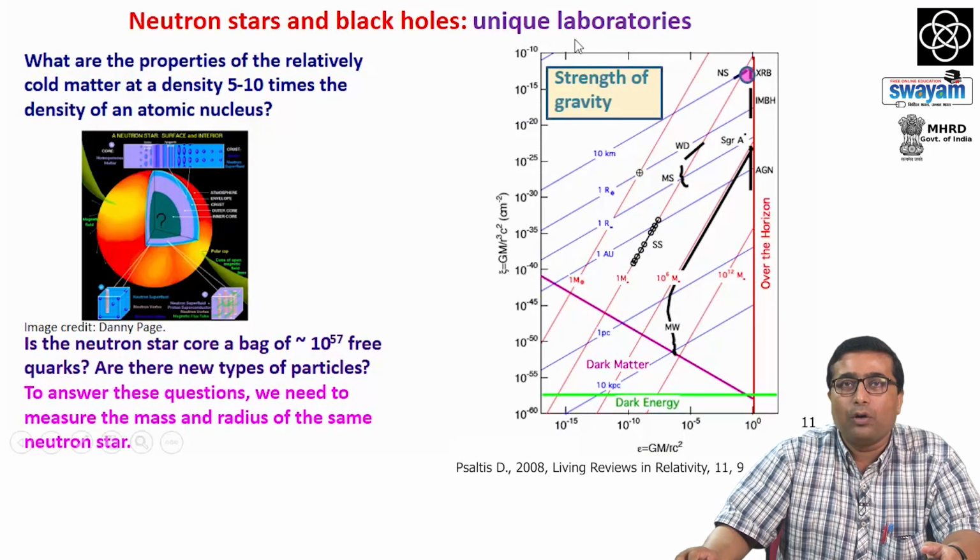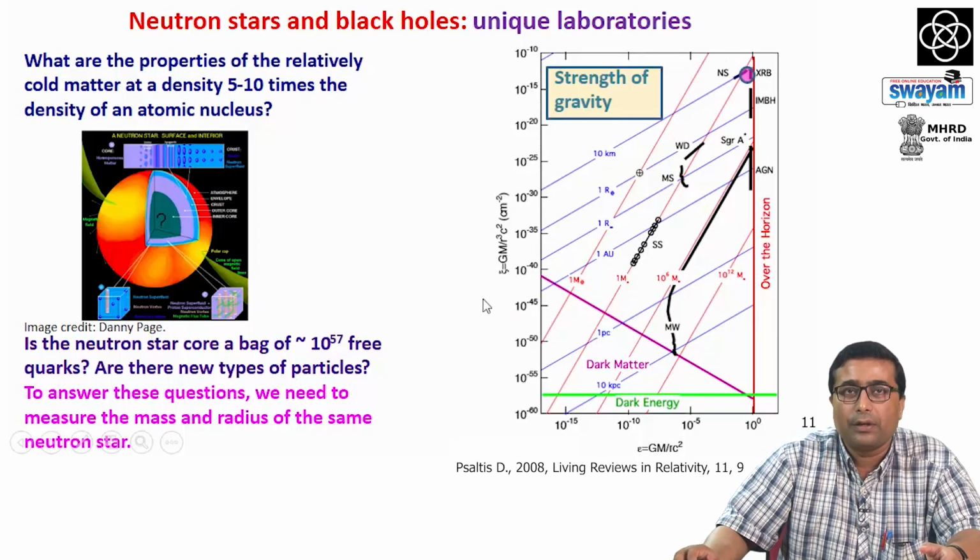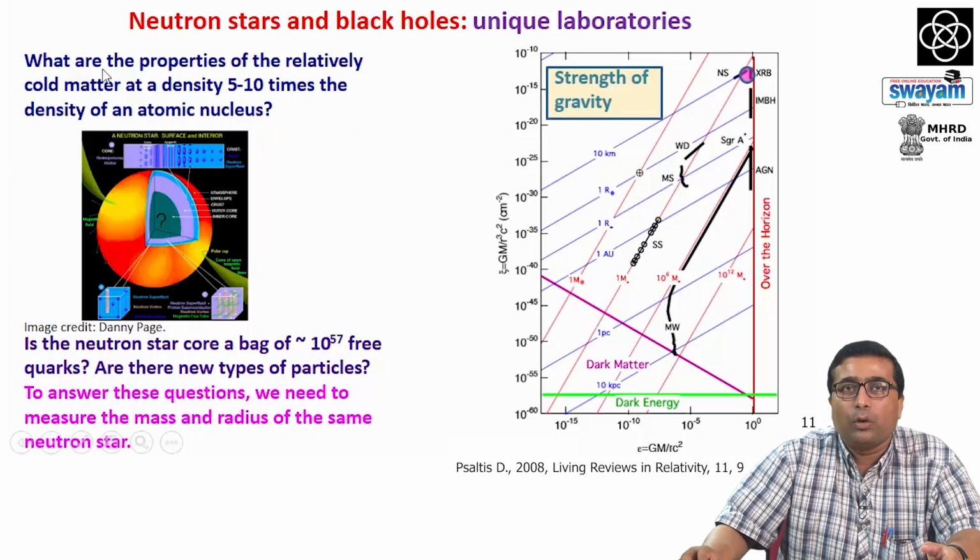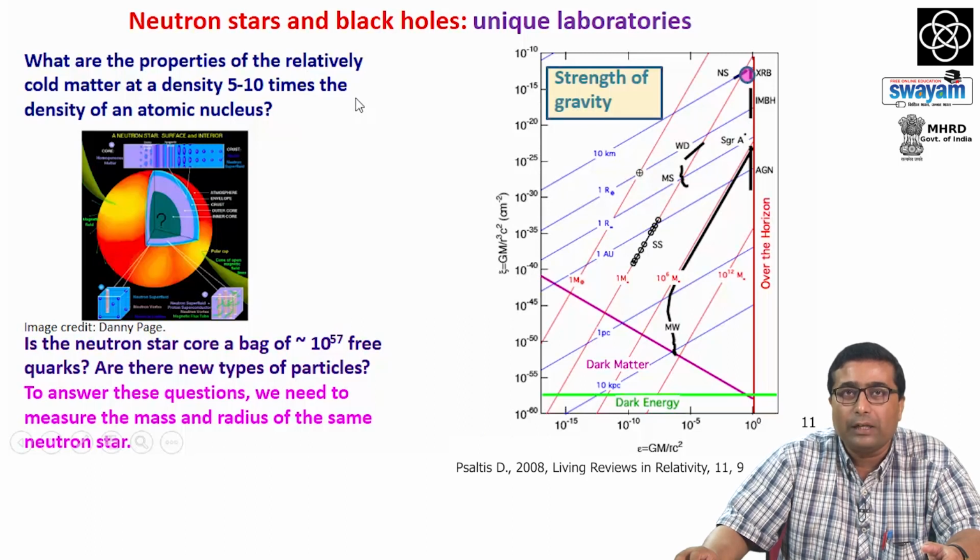Neutron stars and black holes are unique laboratories, and here are some examples. On the left side, I talk about only neutron stars. The question is, what are the properties of the relatively cold matter at a density 5 to 10 times the density of an atomic nucleus? This is the density at the core of a neutron star.